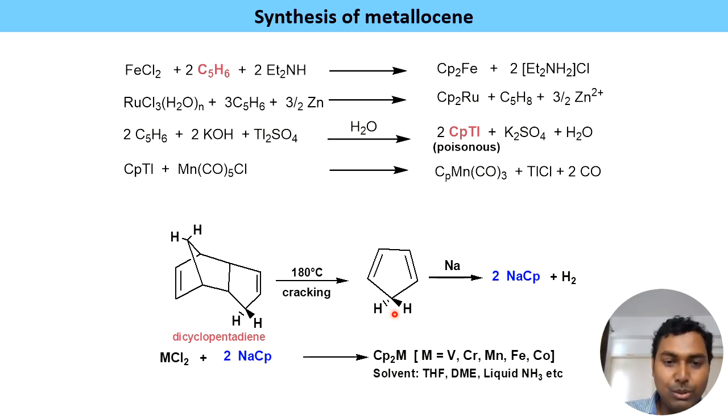So if we want to use this for the synthesis of our ferrocene, first we need to crack this dimer to the monomer here. This cracking can be done at 180 degrees centigrade, and then you need to distill this to get the pure monomer, and then you can react it with sodium to get sodium Cp. This sodium Cp can be used with iron chloride, ruthenium, or any other metal salt, like osmium, to get the metallocene.